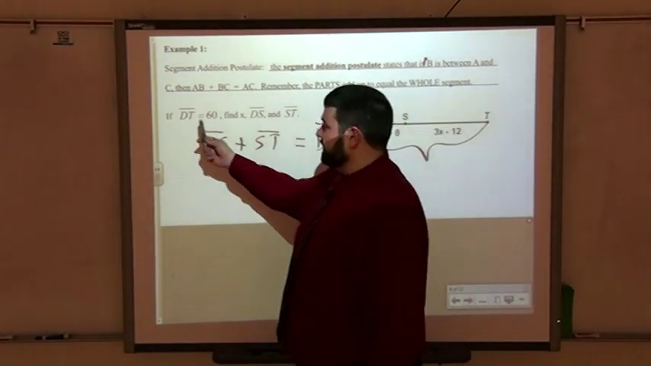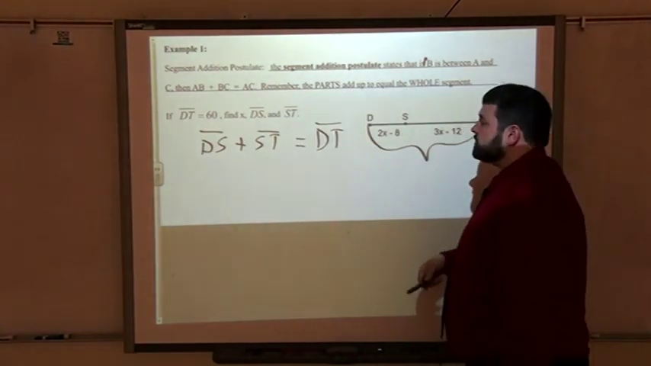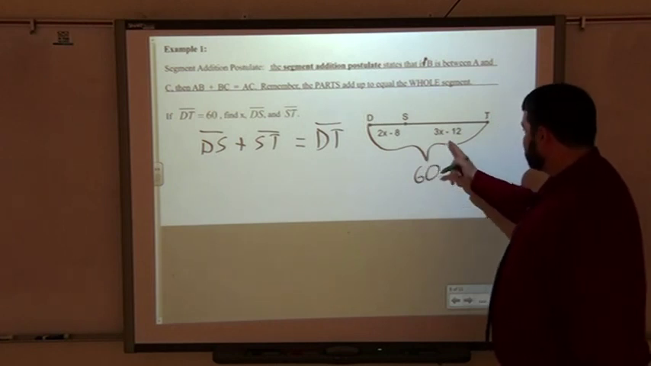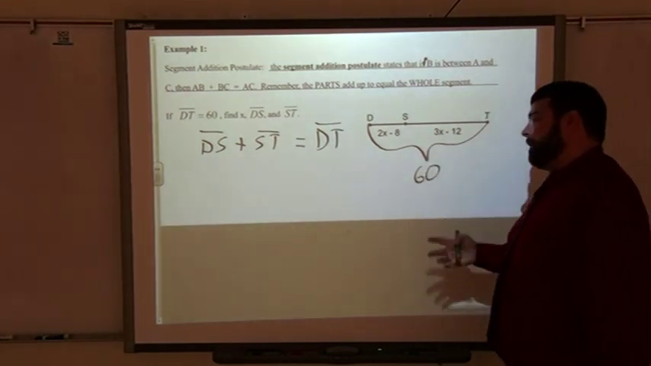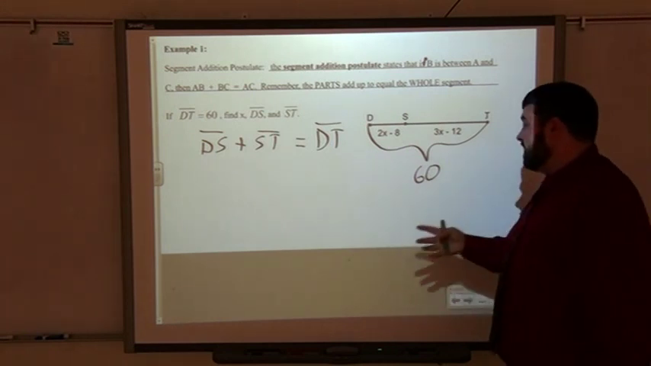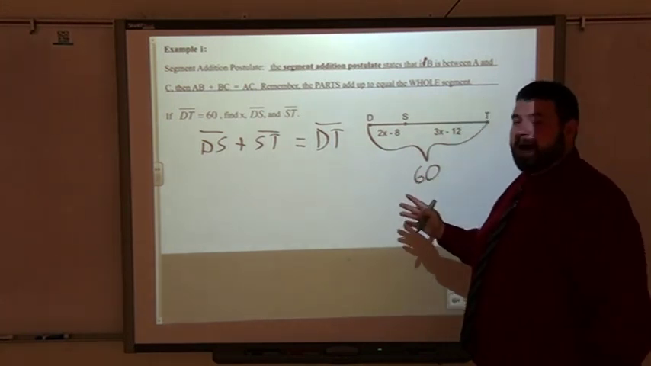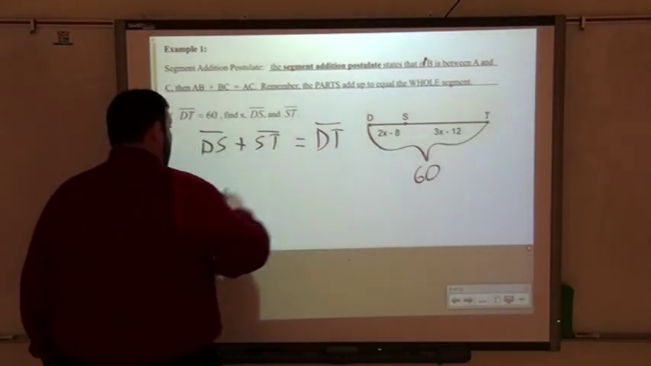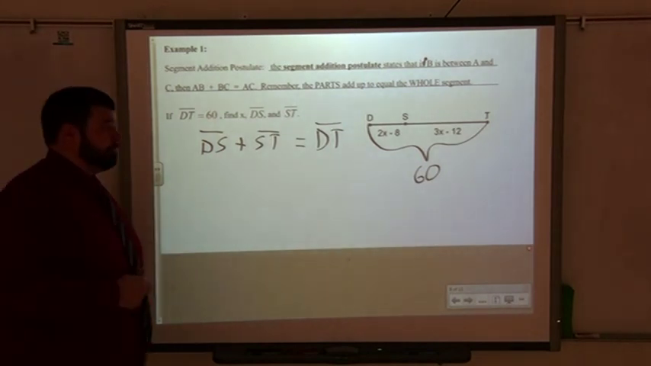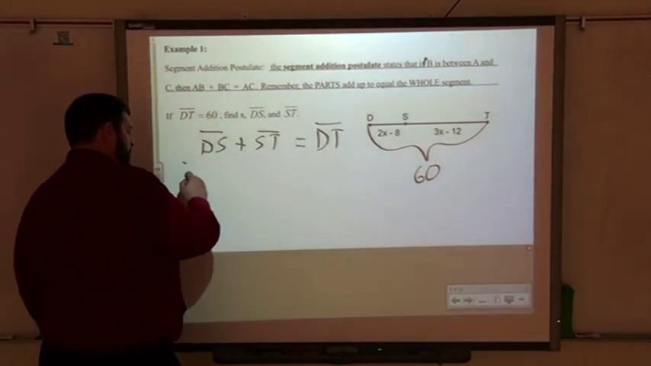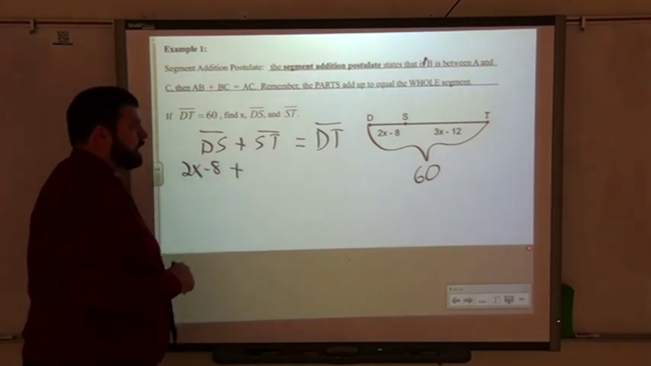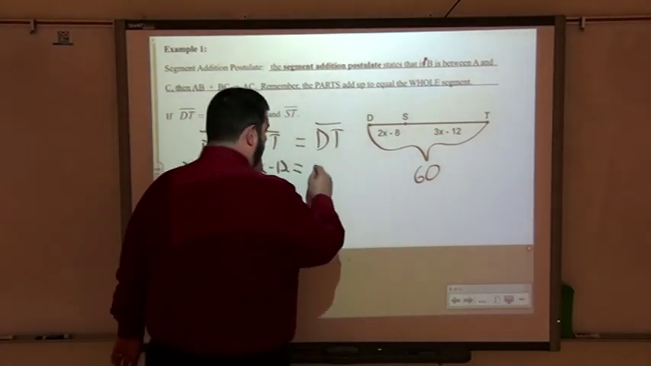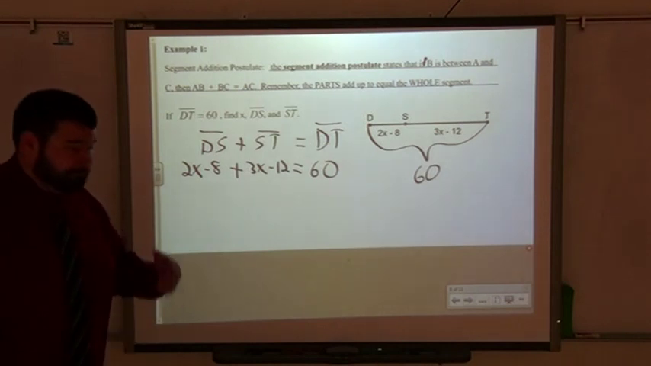Now, we need to read this, and it tells me that DT is 60. So that's important information that I need to use for this problem. So we're told that the whole distance from D to T is 60. And they might give us a unit there. It could be inches, it could be feet, it could be miles if we're taking a trip. It doesn't matter. But the whole line segment is 60. Well, when I write this out, all I really have to do is plug in. So I know that DS is 2x minus 8. I know that ST is 3x minus 12. And the problem told me that DT is 60.